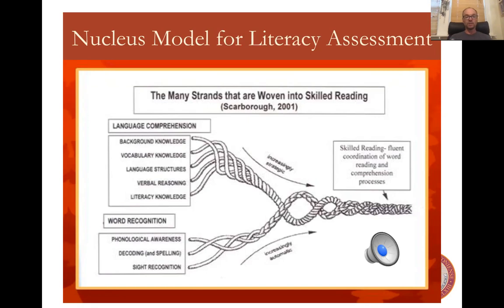The other is language proficiency, what in the simple view is called language comprehension, and that is a very complex phenomenon, how proficient we are in a language. That encompasses background knowledge, vocabulary knowledge, language structures, your ability to reason verbally, what you know about literacy, concepts of print, things of that nature. These 2 things, word recognition and language comprehension, they go together. You can't read if either of those is equal to 0. You think of it as a multiplicative relationship.